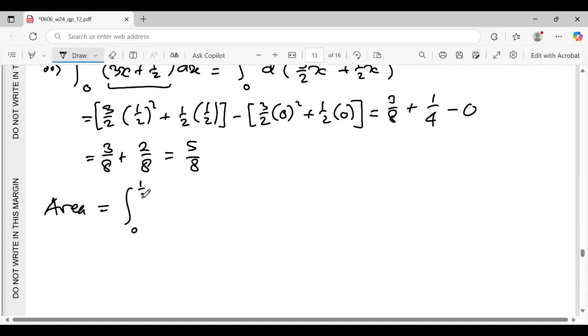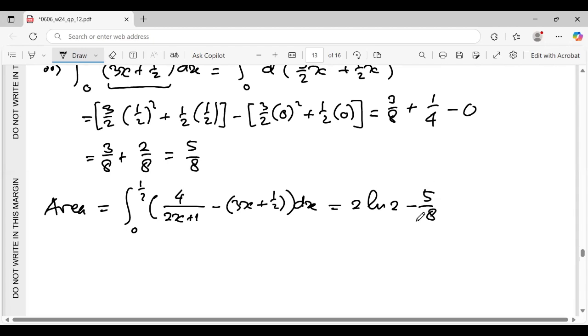So the area of the shaded region, the integral from 0 to 1 half of 4 over 2x plus 1 minus 3x plus 1 half dx, is equal to 2 ln 2 minus 5 over 8, or ln 2 squared minus 5 over 8, or ln 4 minus 5 over 8. This is the area.